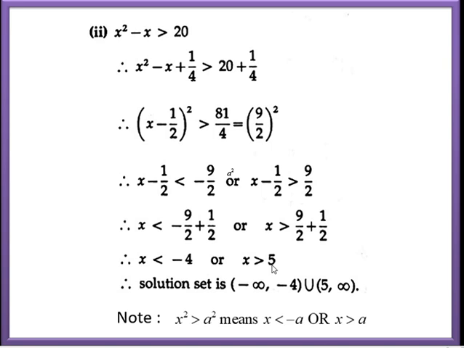Now how to write this using interval notation? X less than minus 4, so from minus infinity. So I can say open interval minus infinity to minus 4 union, greater than 5 till what? Infinity. So union open interval 5 to infinity.